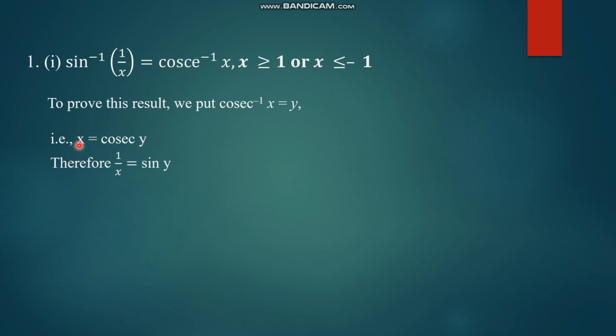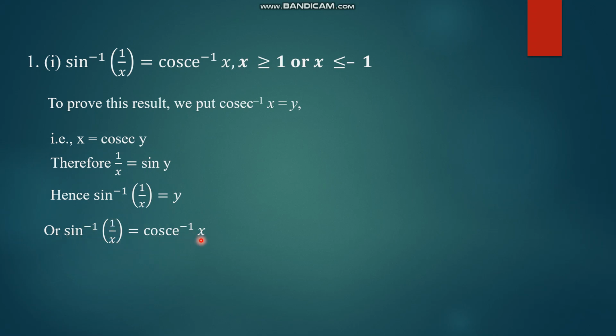Now we will take the reciprocals. As you know, reciprocal of x is 1 by x. But reciprocal of cosec y is sin y. Sin and cosec are reciprocals of each other. So 1 by x can be written as sin y. Now when you take sine to the left, it will become sine inverse. So sine inverse of 1 by x is equal to y. But what is y? y is nothing but cosec inverse x. Therefore, we get sine inverse of 1 by x is equal to cosec inverse x.